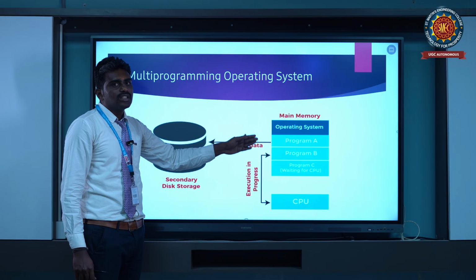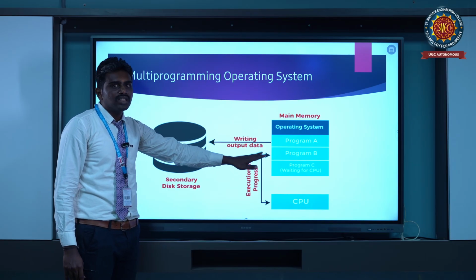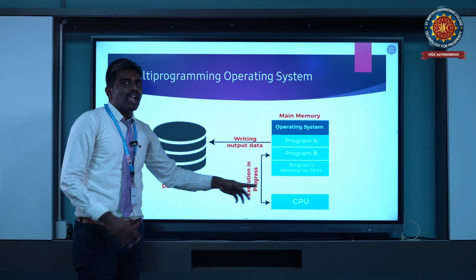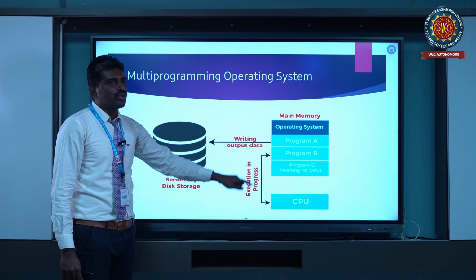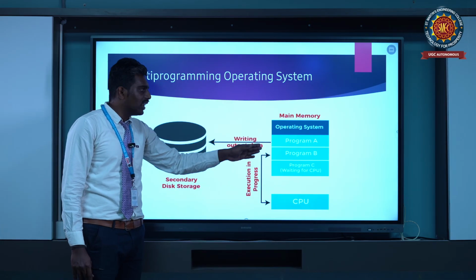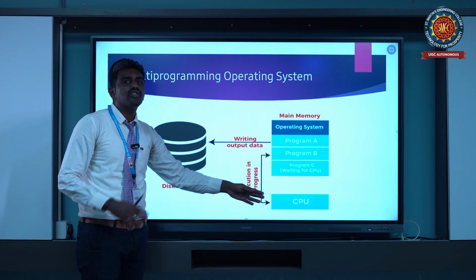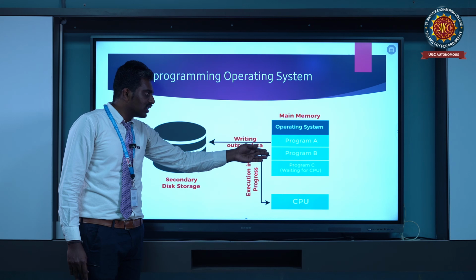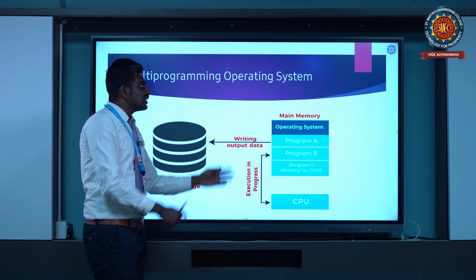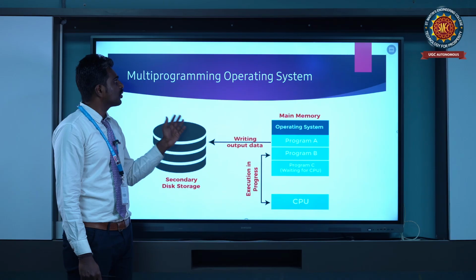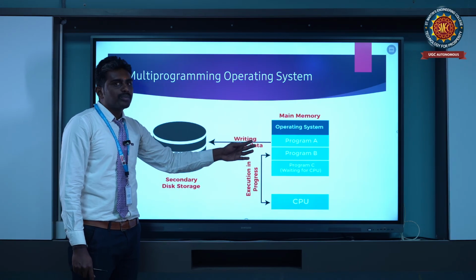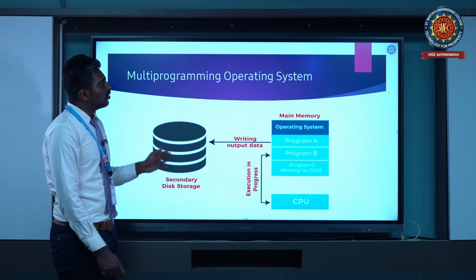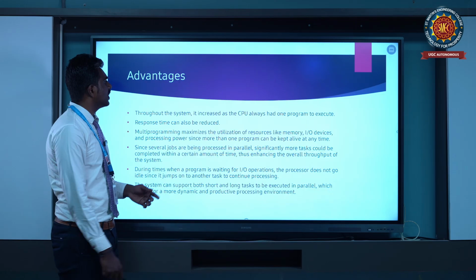In the main memory, a lot of programs are available. Individually, one is executed on the CPU, and after that another one is executed on the CPU. While one program is being processed by the CPU, and when the first program is completed, the second one starts to execute. So this is the structure of the multi-programming operating system. Each program's outcome is written to the secondary storage space. So this is the function of the multi-programming operating system.